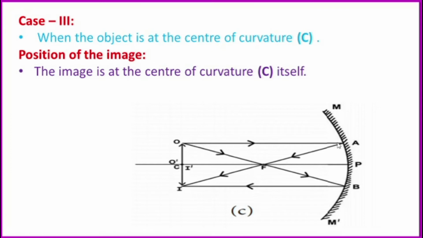So this is the first ray AF, then BI. So this is the second ray. So these two rays meet at a particular point. So this is the place of image. Okay, what about the size? So O dash is the object, I dash is the image. So the position is at the center of curvature C itself.